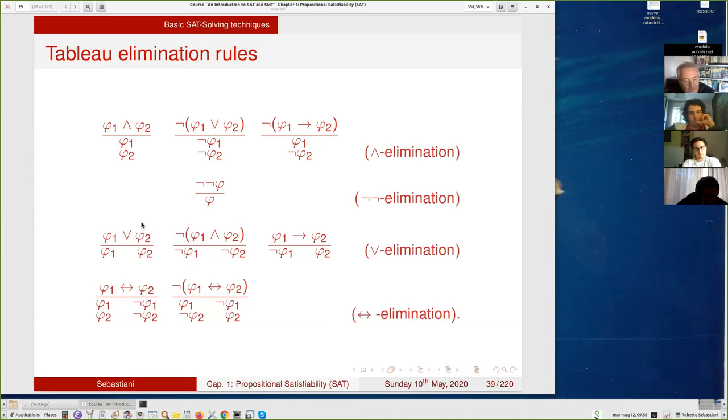When you have an if and only if, you can consider either the case where both are true or the case where both are false. Notice that phi 1 if and only if phi 2 can be written as phi 1 implies phi 2 and phi 2 implies phi 1. This is nothing else than the combination of these two rules applied to the expansion of this formula. Similarly, if you have not phi 1 if and only if phi 2, you can say that either phi 1 is true and phi 2 is false, or phi 1 is false and phi 2 is true. These are branching rules. Branching means that you go ahead in this direction, and if you end up with a model, great. Otherwise, go ahead in the other direction. If you bump into a contradiction, great. Otherwise, you stop. Is it clear?